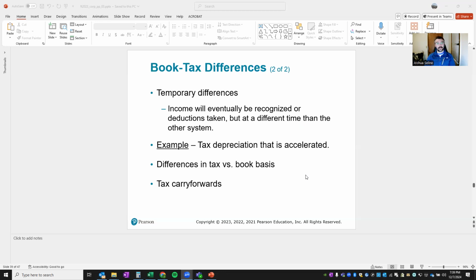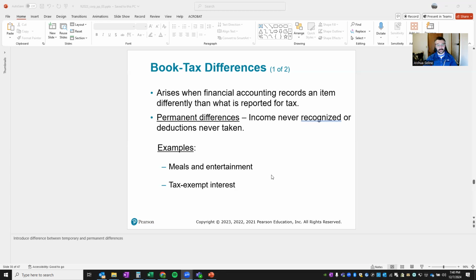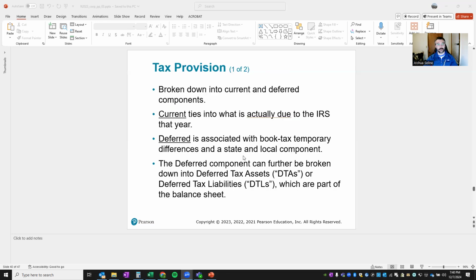In addition to permanent differences, we also have temporary differences. This is income that will eventually be recognized or deductions taken, but at a different time in the other system. It's a timing issue. Tax depreciation, that's accelerated, 179. Differences in tax versus book basis, and then you've got tax carry forwards. So it's really two separate sets of books. You're maintaining the book, where you would recognize meals and entertainment and tax-exempt interest. But for tax, you don't get to take those deductions. So they're permanent differences.